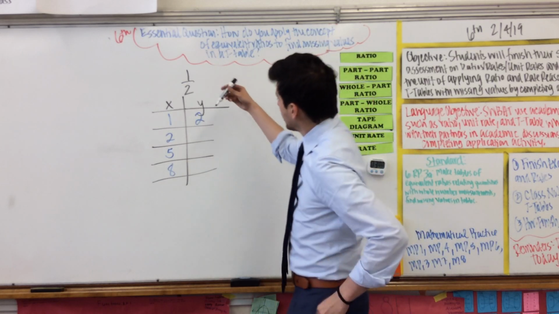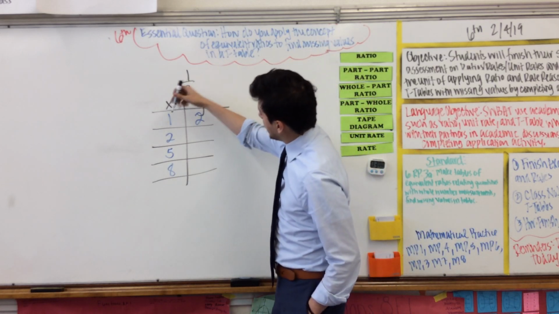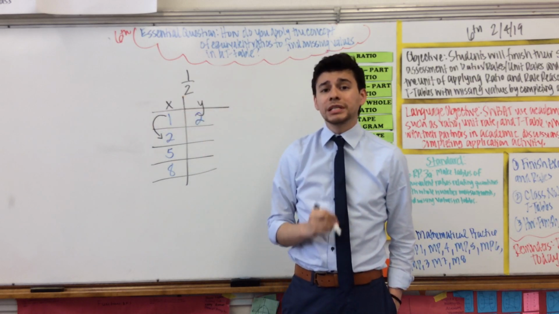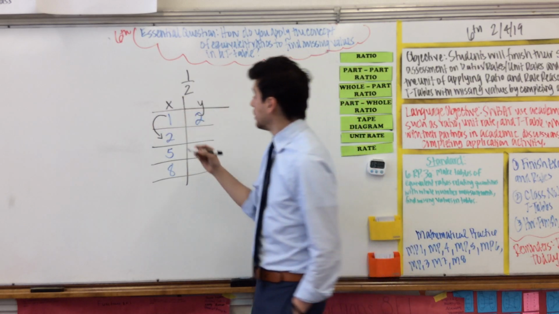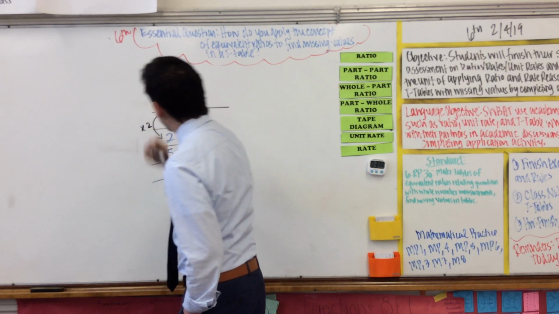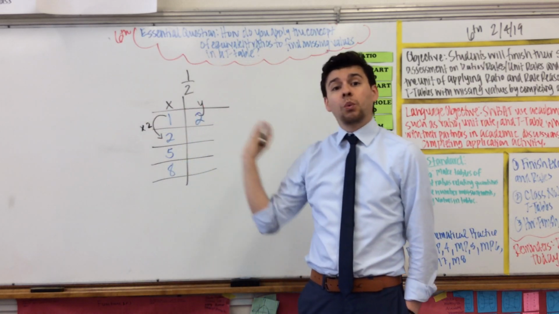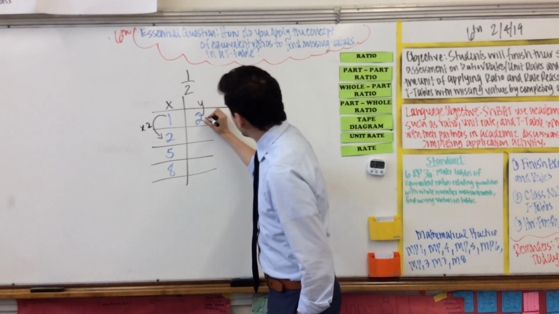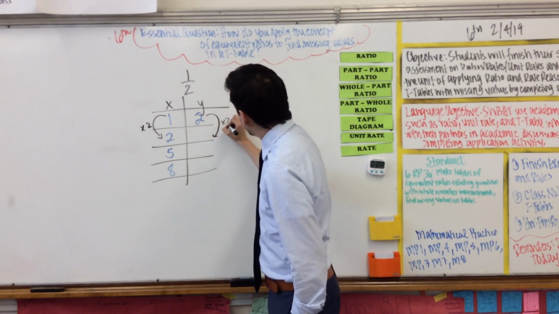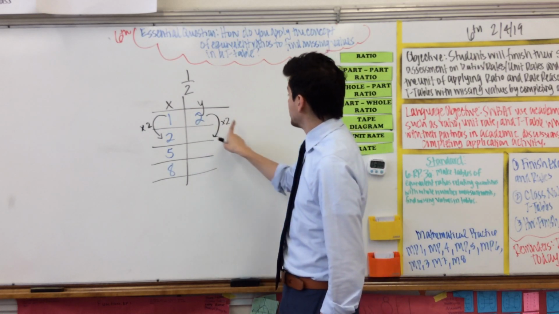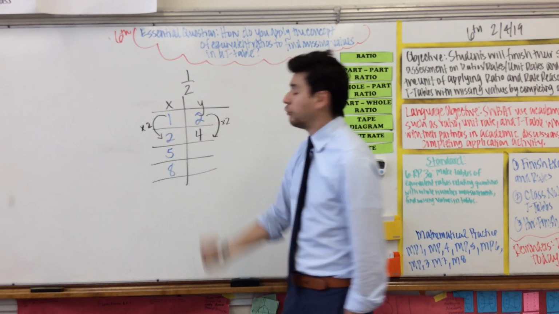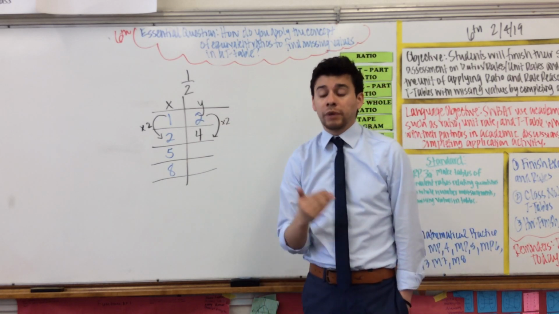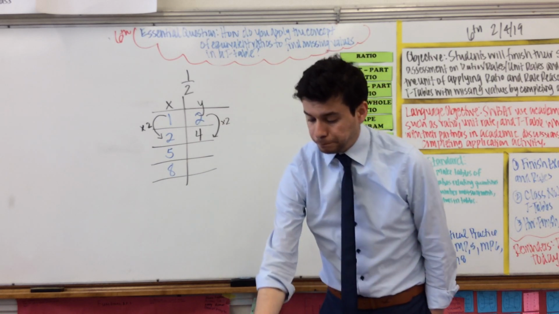So I have 1. If I want to go from 1 to 2, what I have to do is multiply that number by 2. If I do it to one side of the t-table, I'm also going to have to do it to the other side. So from here to here, I'm going to multiply it times 2. So 2 times 2 will give me 4. And that's how you fill it out. We're using equivalent ratios. Let's do the next one.